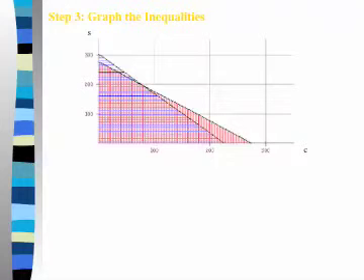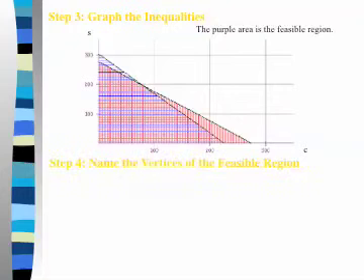So once we've graphed those two equations, we aren't going to actually shade for the first two inequalities, and that's why I've left them out. Really, those two inequalities suggest that we're in the first quadrant, and we don't really need to shade for those. So in this particular case, the purple area is the feasible region.